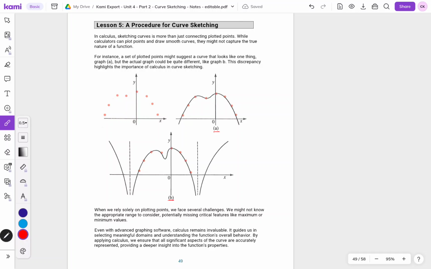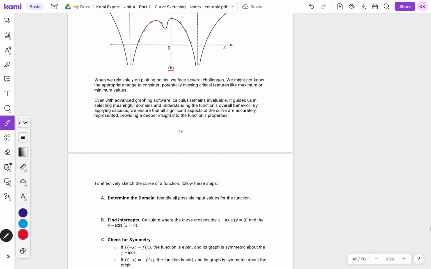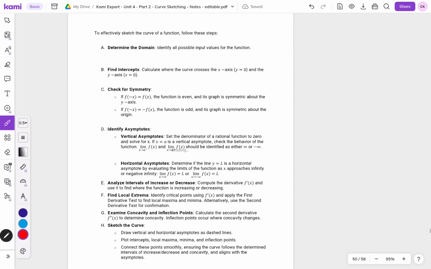So if we put all of our knowledge that we've been doing for the last 3 weeks together, we can do these curve sketching procedures. We can't rely solely on plotting points anymore like we used to back in the good old days, because we could be missing critical information. Maybe we didn't get the exact maximum or the exact minimum when we were finding those points. So there's 8 steps to doing curve sketching.